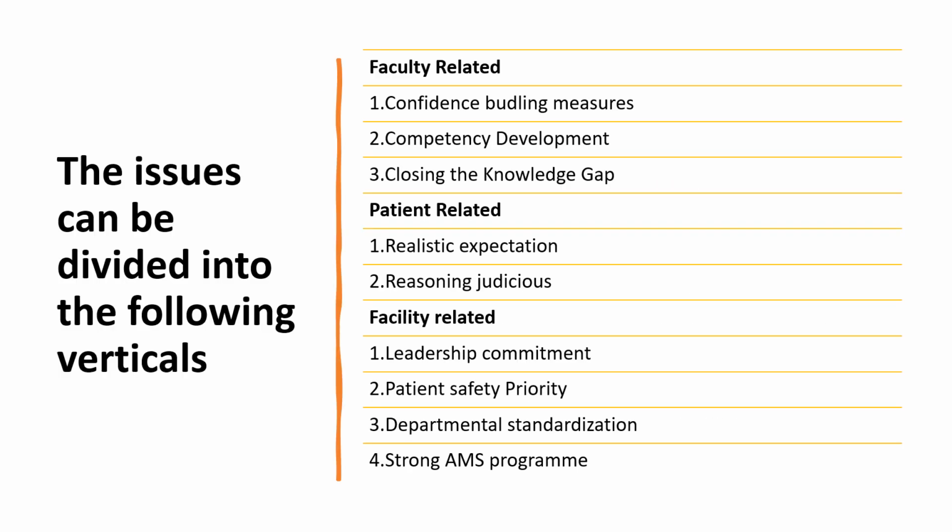Causes can be divided into the following verticals. One is faculty related, patient related, and facility related. Faculty related involves confidence building measures, competency development, closing the knowledge gap, while patient related issues can be solved by realistic expectations and reasoning judiciously. Facility related issues can be solved by leadership commitment, patient safety priority, departmental standardization, and strong AMS.